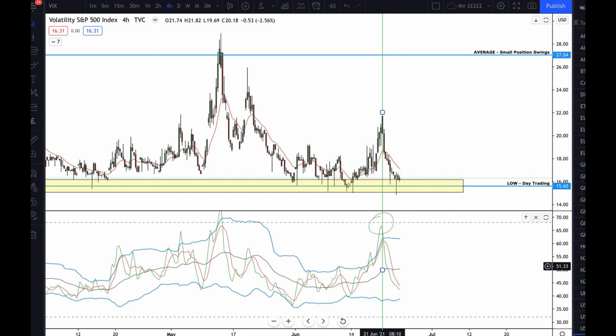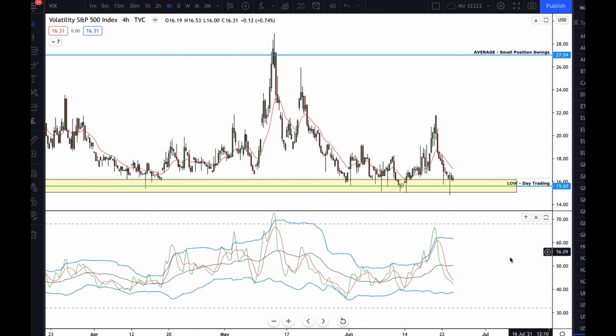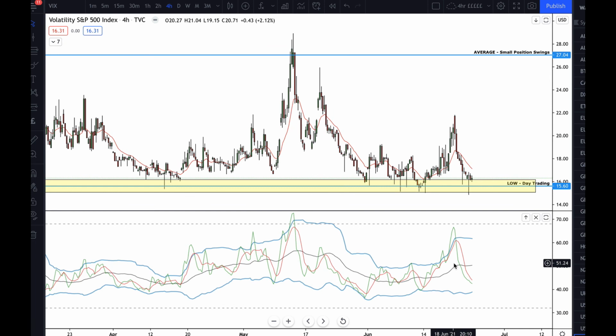So do keep an eye out for this using the TDI index. Great tool to use for obviously swing trading and to measure the VIX, the volatility index within the market.